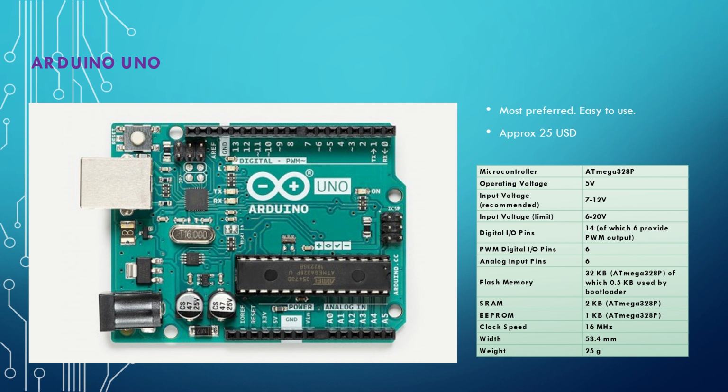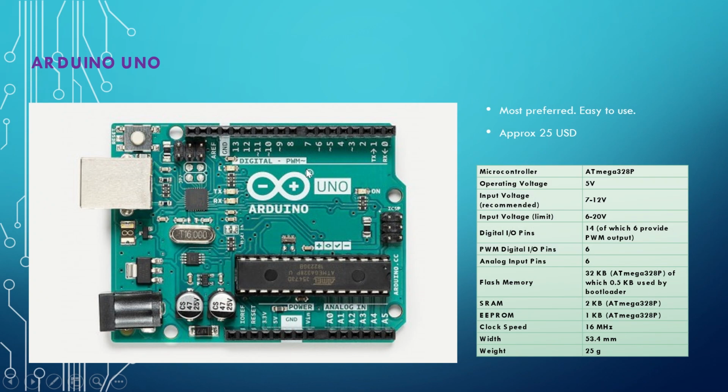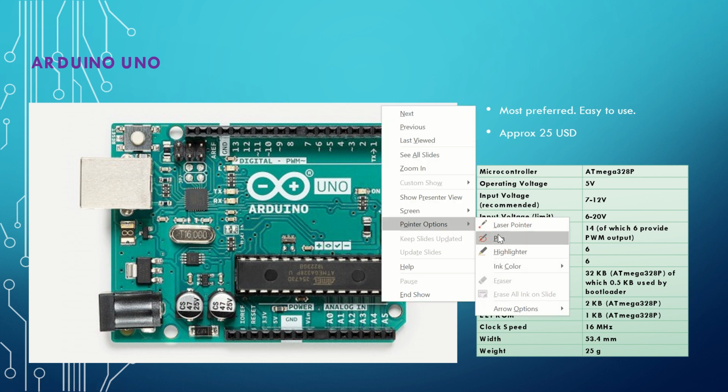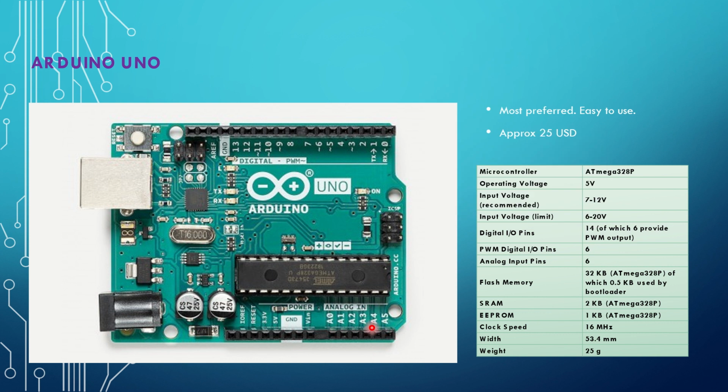We have got the input voltage range as 7 to 12, the operating voltage is 5, and we have got digital IO pins. 14 pins are there, and you could see in the diagram that six of them are PWM. You can see that all these tildes represent the PWM pins. And we have got six analog input pins. Let me go with the pointer option so that you'll be able to see the laser pointer. Yeah, A0 to A5, these are the analog pins.